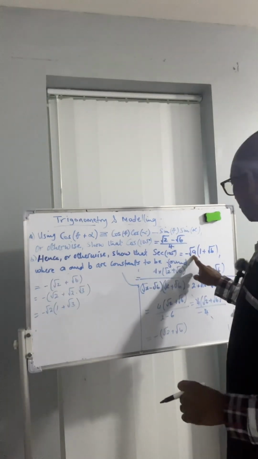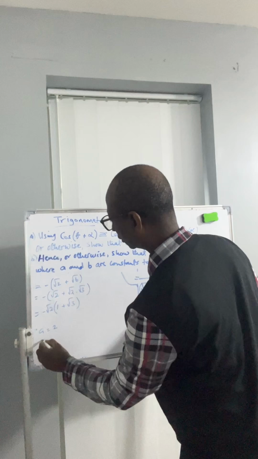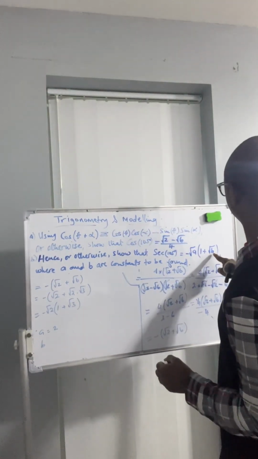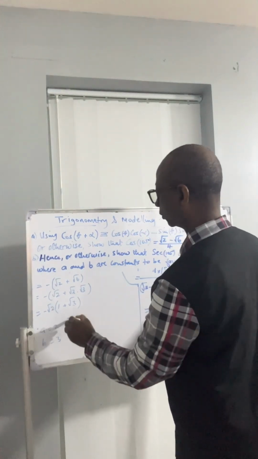So now we have arrived at this format wherein they ask us to find a and b. You can see that your a here is 2, and your b inside the square root is 3. So this is your answer.